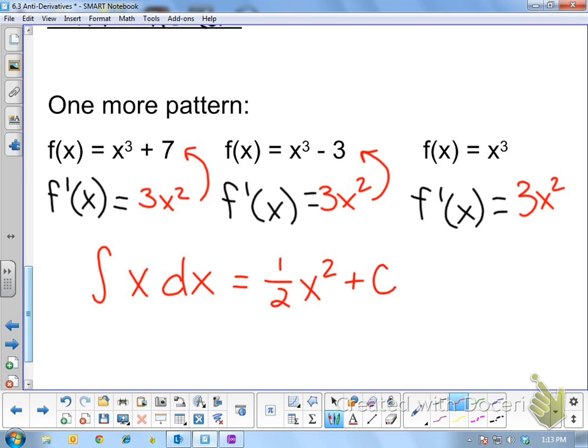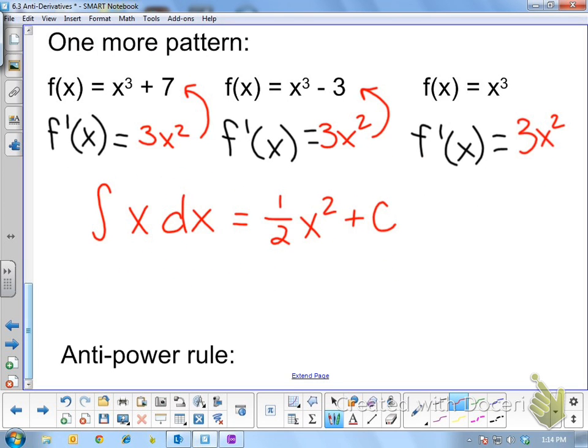What if I want to make this quicker? I don't want to have to do a graph every time and figure out what my function is. So we need to find a pattern so that we could get from here to here with a formula instead of a graph. So let's go back to differentiation.